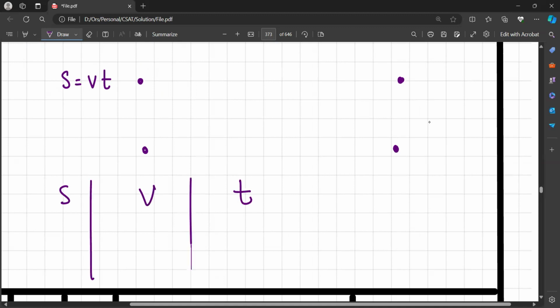See, I will write S equals to Vt. Now suppose this is the racetrack of A, this is the racetrack of B. I will make this table. I will write S, I will write V, I will write T. Clear? How much A has traveled?